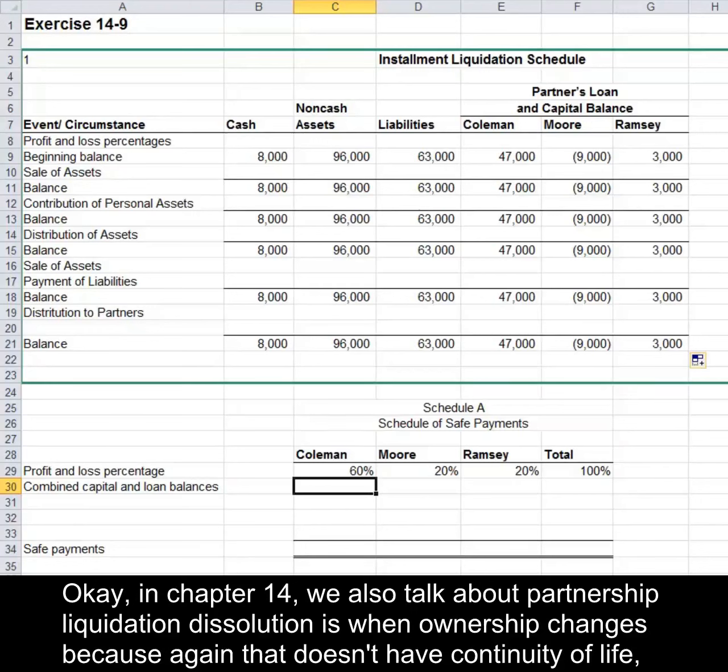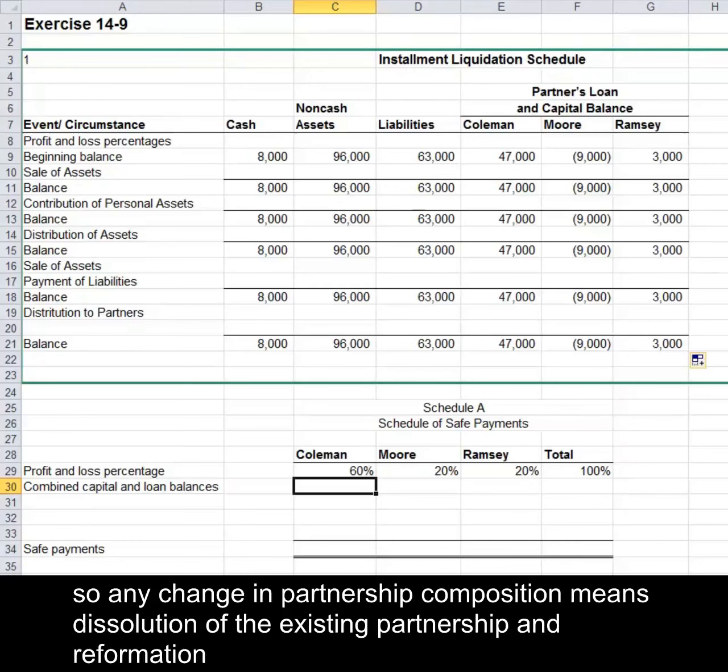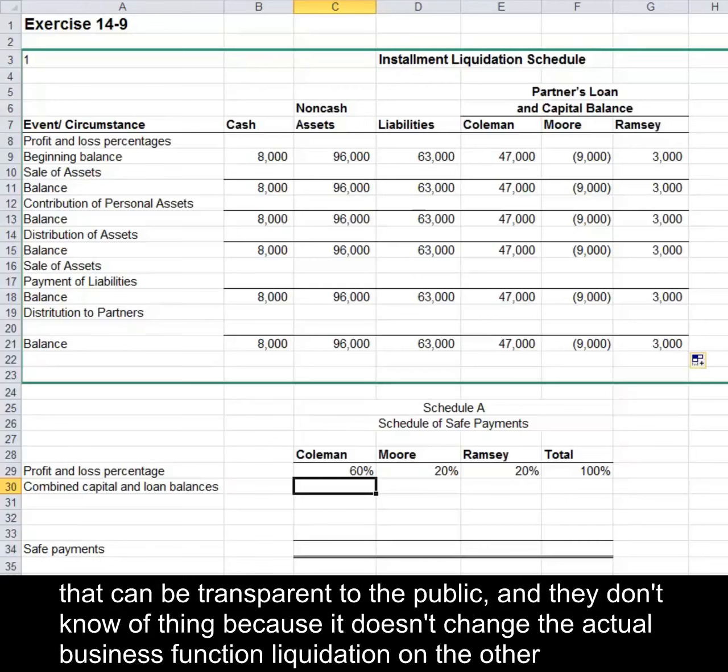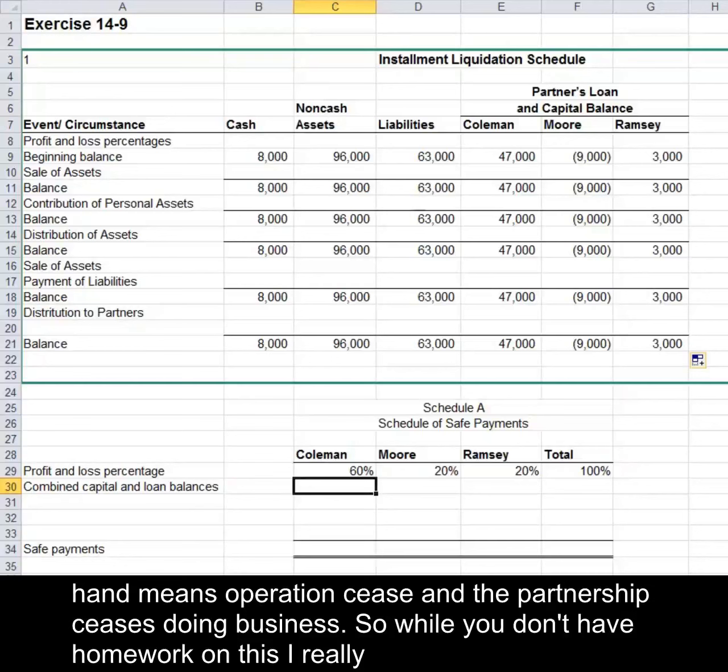Okay, in Chapter 14, we also talk about partnership liquidation. Dissolution is when ownership changes because, again, it doesn't have continuity of life, so any change in partnership composition means dissolution of the existing partnership and reformation. That can be transparent to the public and they don't know a thing because it doesn't change the actual business function. Liquidation, on the other hand, means operations cease and the partnership ceases doing business.